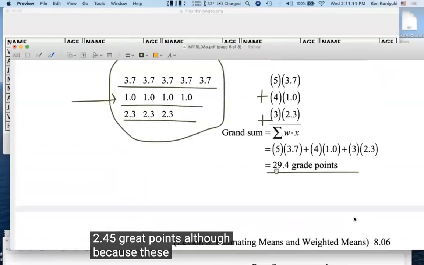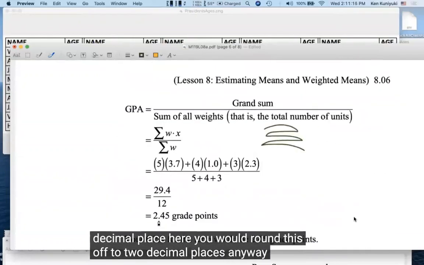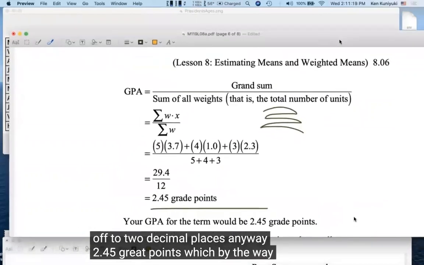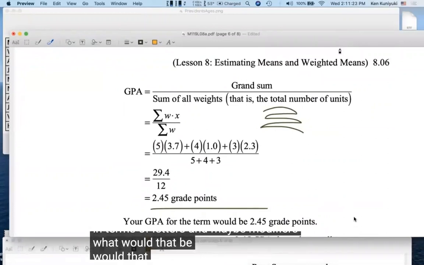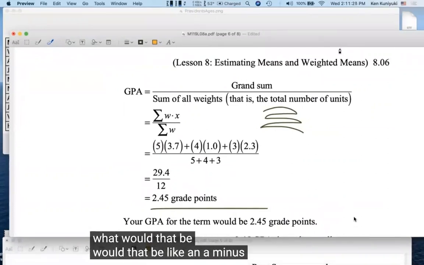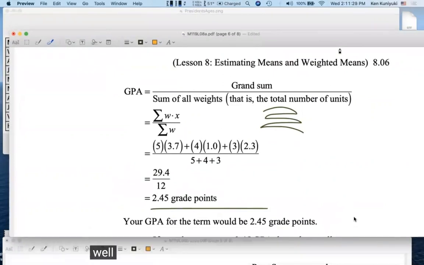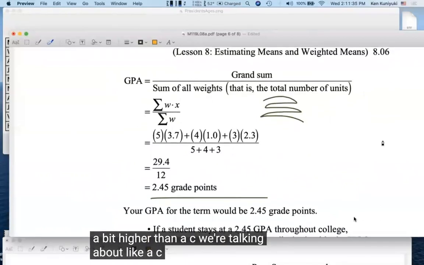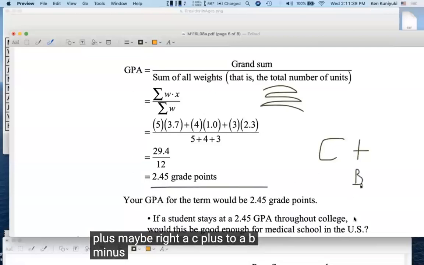Although, because these were written out to 1 decimal place here, you would round this off to 2 decimal places anyway. 2.45 grade points. Which, by the way, in terms of letters and maybe modifiers, what would that be? Would that be like an A- or what? Well, a 2.45, that's a bit higher than a C. We're talking about like a C plus maybe, a C plus to a B minus.